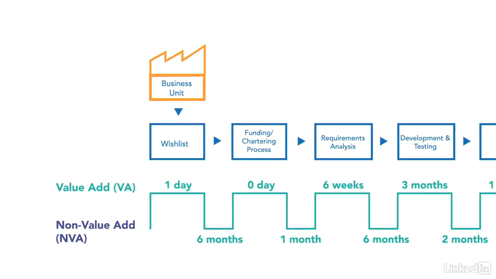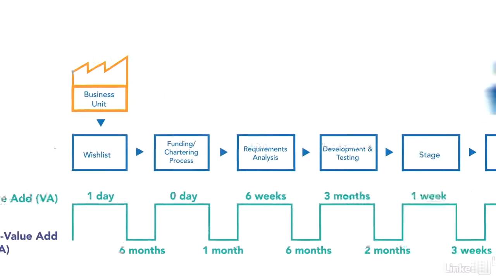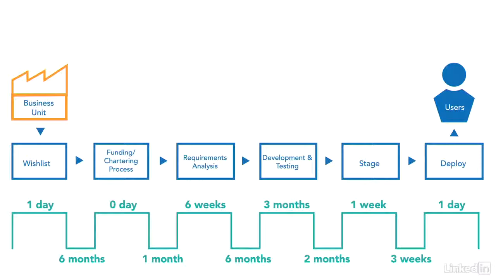The step of adding something to the wish list is counted as 1 day of value add work. The next step is the delay, or waiting, until funding chartering. As you can see, this is 6 months of non-value add time. Now you can continue to read across the flow to see where value is being added in your value stream and where waste exists in the process. Once you know all of this, you summarize your results.